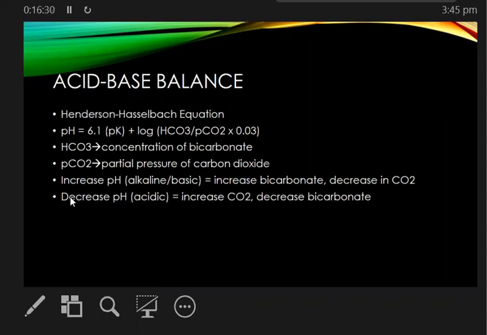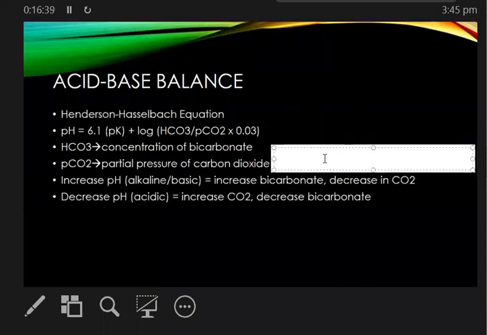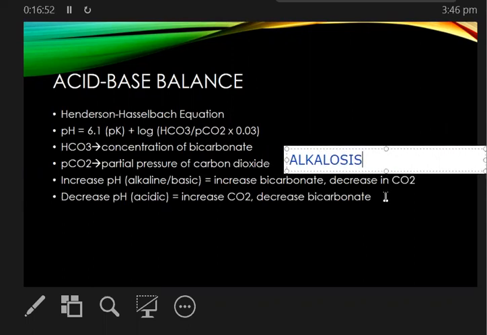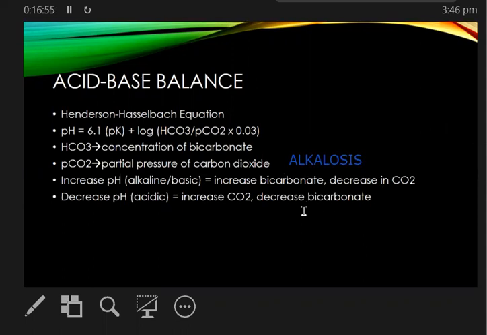When will you be in a state of alkalosis? If there is an increase in your bicarbonate or a decrease in your carbon dioxide. I repeat, you are in a state of alkalosis if there is an increase in your bicarbonate. Remember, your bicarbonate makes your body alkaline. Carbon dioxide, on the other hand, will decrease. If there is a decrease in carbon dioxide, this will also lead to alkalosis.